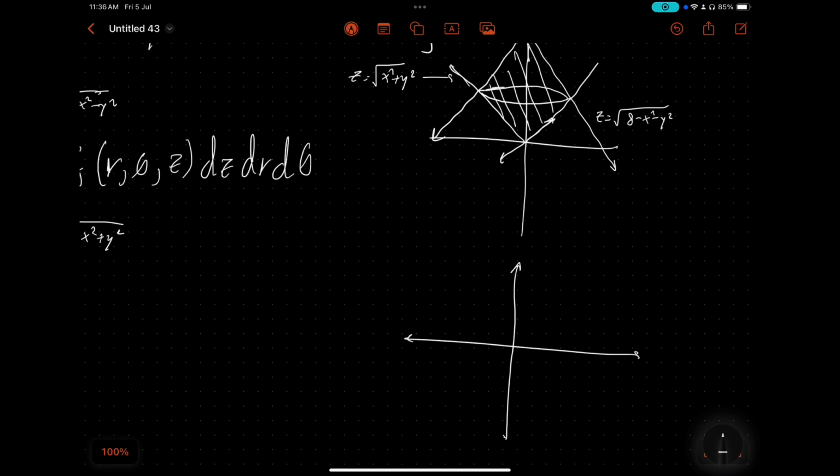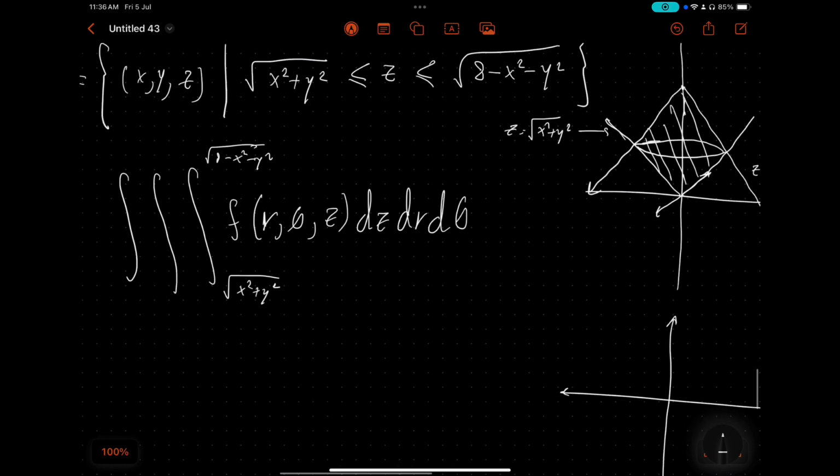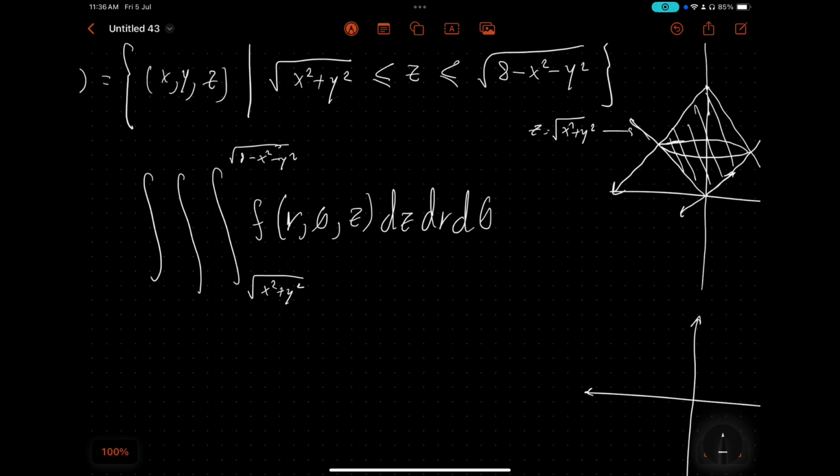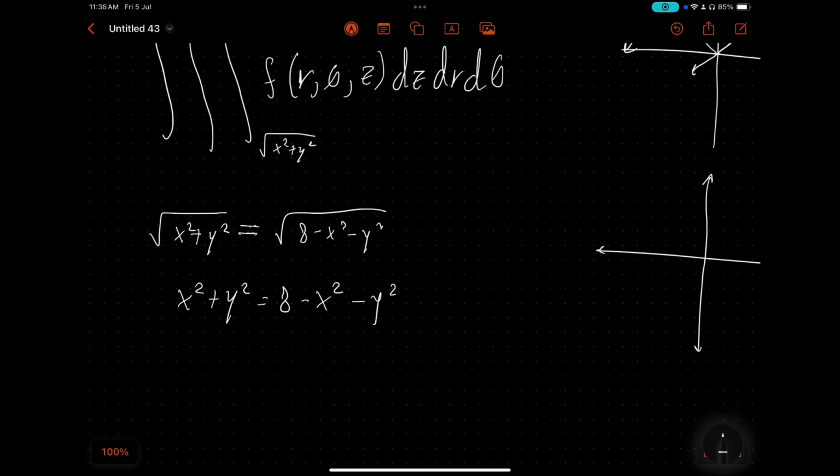So let's draw it as xy. So in the xy, if we equate the two equations, if we equate z's, so we're going to have z equal. We want to find the function in the xy plane, so x squared plus y squared is going to give us 8 minus x squared minus y squared. That's basically going to give us something like, no, it's going to give us 2.